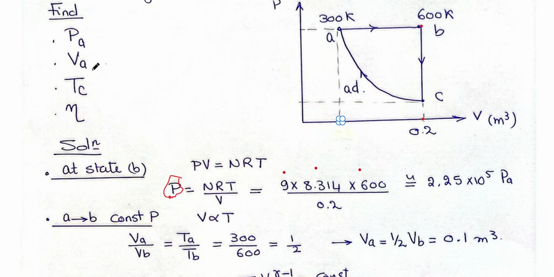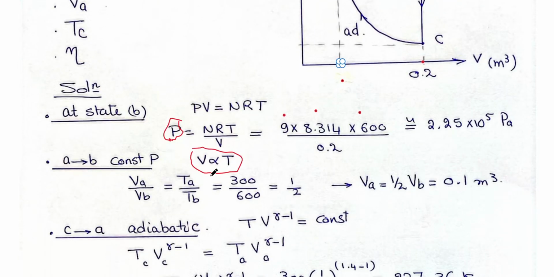After this, we want to get the volume at A. Notice that from A to B, this is a constant pressure process. In a constant pressure process, the volume is proportional to the temperature. You notice that the temperature is doubled from A to B, so the volume is also doubled from A to B. So the volume at A is half the volume at B. VA over VB equals TA over TB. 300 over 600 is half. You can get the volume at A, which is 0.1 meter cube.